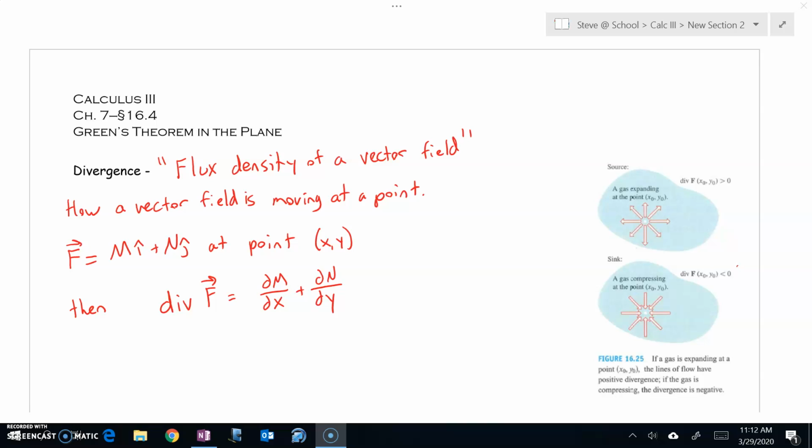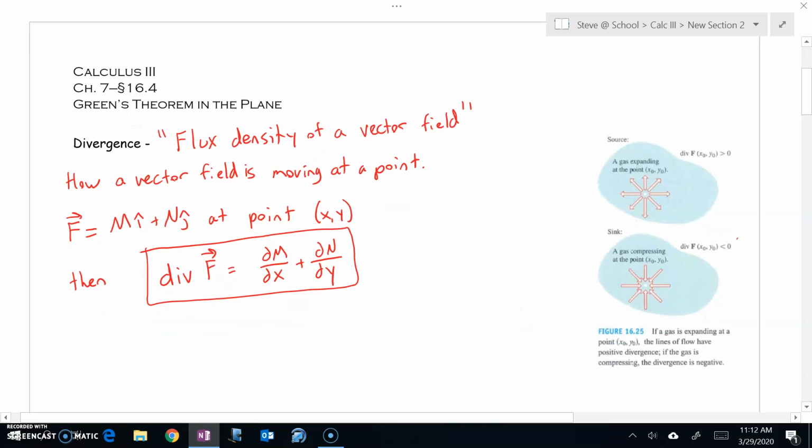The way to calculate it is if you are given a field where you have an i and j component at a point, then to get the divergence, all you have to do is take the i component with respect to x and the j component with respect to y and add them together, and that gives you the divergence. One extra point that I forgot to write down: if it's expanding, your divergence will be positive.